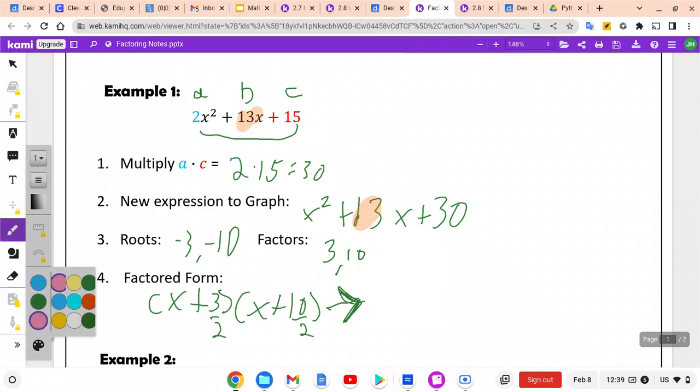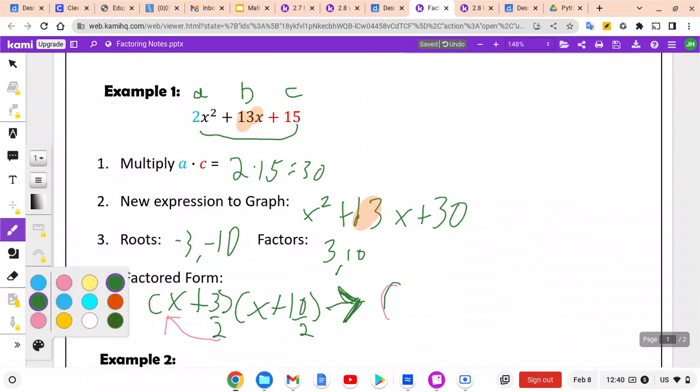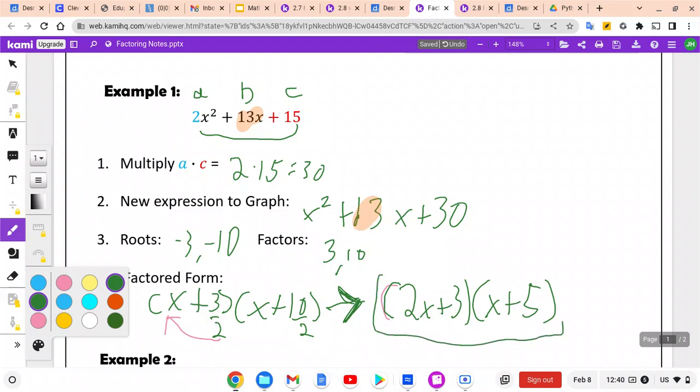I'm going to take the 2 here and put it in front of the x, because we don't want fractions. We don't want decimals. So it's going to be 2x plus 3 times x plus, and 10 divided by 2 is 5. So you see I moved that 2 in the denominator in front of the x. And we're done as far as solving the problem, but we have factored it. We have taken the trinomial and reduced it to its binomial factors.